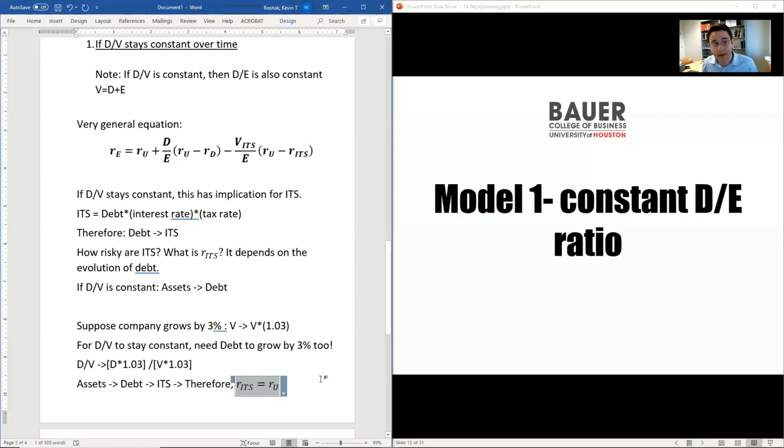This is going to help us implement our very general relevering equation. What happens if the risk of the tax shields is the same as the risk of the operations? We have this equality that we're going to impose on our general equation. And what you see is that the equation can simplify a lot. In particular, we know that these two things are going to be equal. The rate on the operations is going to equal the rate on the tax shields. So that means that this whole term is 0, and we can just get rid of it. Okay.